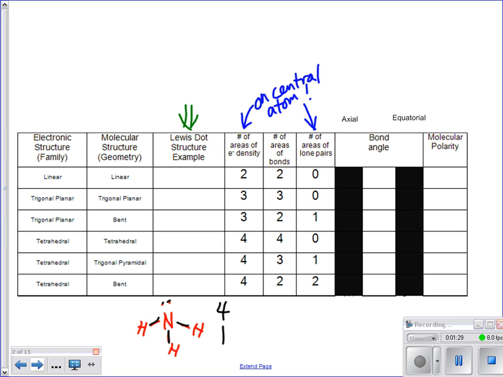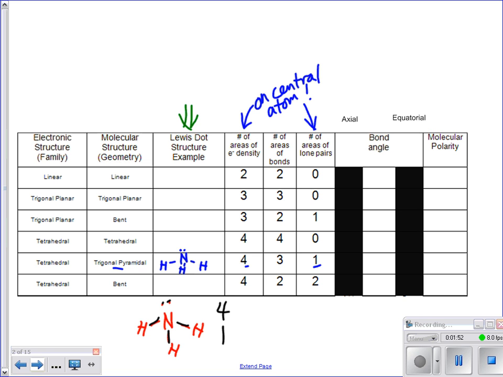So in looking at that, we could easily say 4 areas of electron density with 1 being a lone pair would have to be trigonal pyramidal. And what they're doing is coming in and drawing their Lewis dot structures.